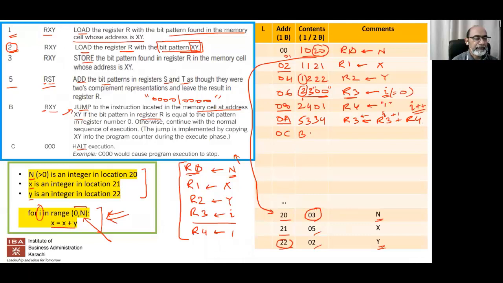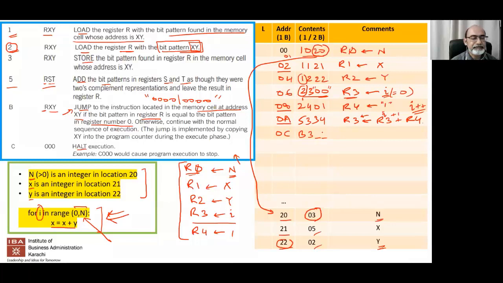So we're saying that we're going to compare register 3, and then this is going to be the location. We don't have to specify register 0 because that's understood. It's always going to compare it with register 0. Okay. So B3 is going to say compare the value of register 3, which is I, very good, with register 0, with N. And if they're equal, then jump to a particular memory location. Now, what memory location should we jump to if this is equal?